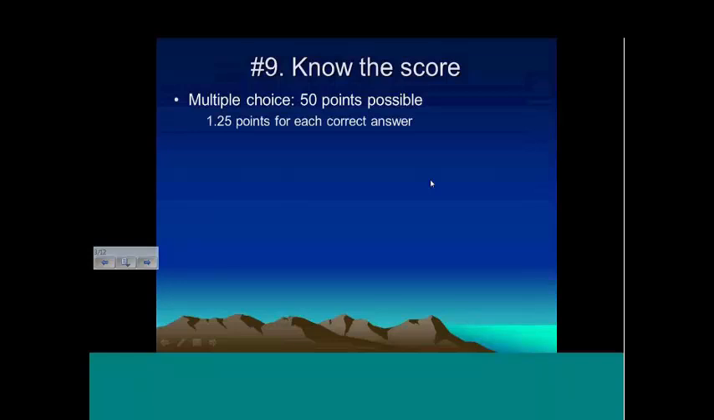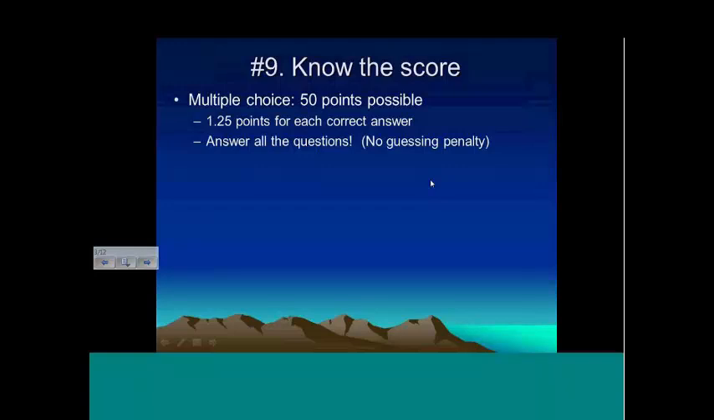All right, so number 9, we've titled this one, Know the Score. And this is a lot about the structure of the exam and how the scores are put together to reach an overall total. So it's 2 parts. Multiple choice is worth 50 points possible, so half of the total exam possible. You get 1.25 points for each correct answer. Basically, there's 40 questions. It gets scaled to 50 by multiplying by 1.25.